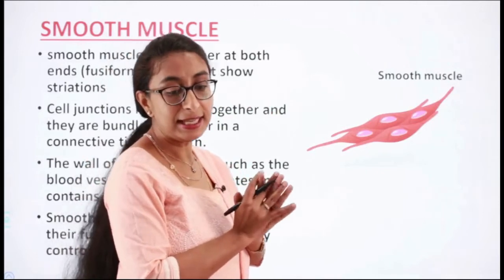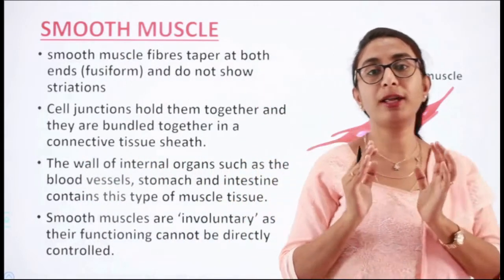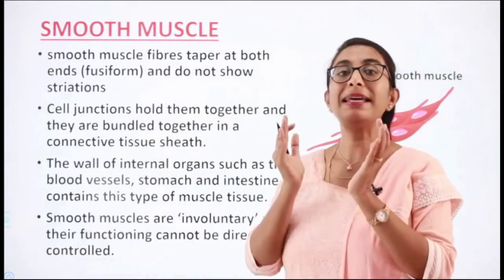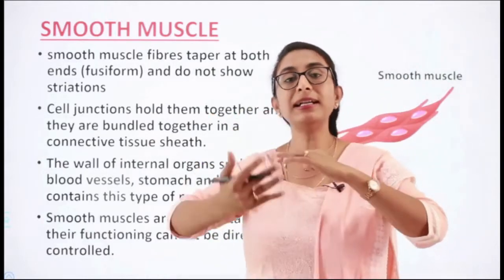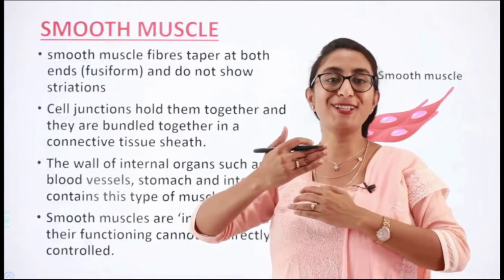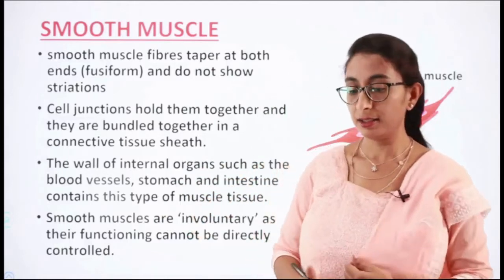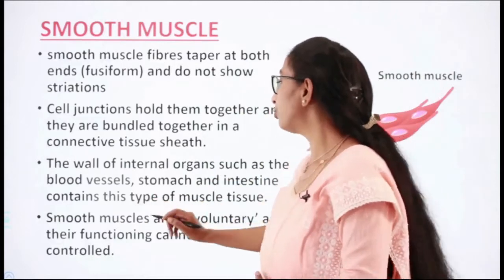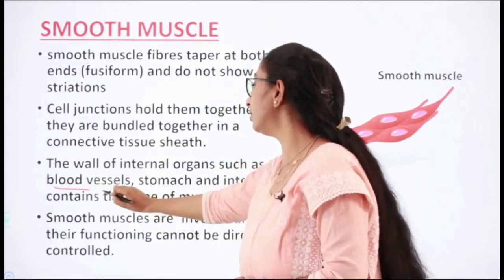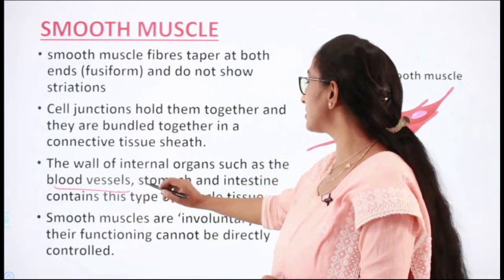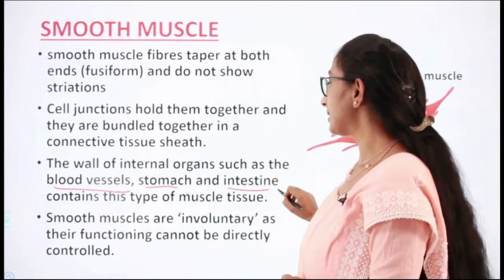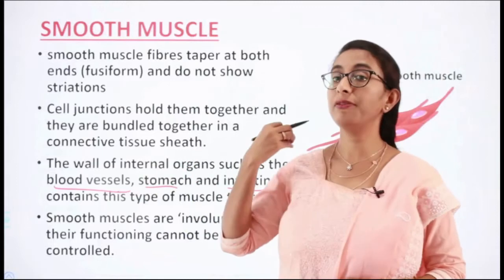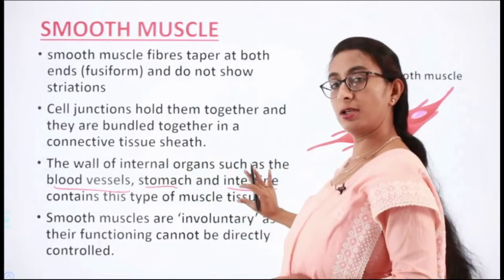Okay, did you understand? The cell junctions hold them together. So several such muscle cells are held together by cell junctions and they are bundled inside a sheath of connective tissue. Then where do we find these smooth muscles occurring? You can find the smooth muscles occurring inside the internal organs such as the blood vessels, stomach, intestine, etc. This is also very important. You have got previous questions on this as well.